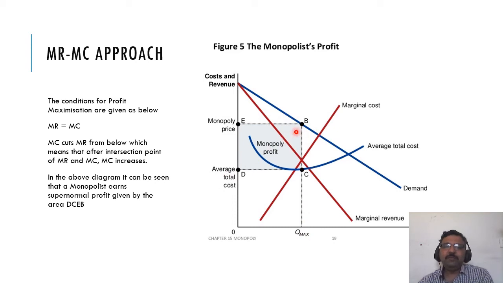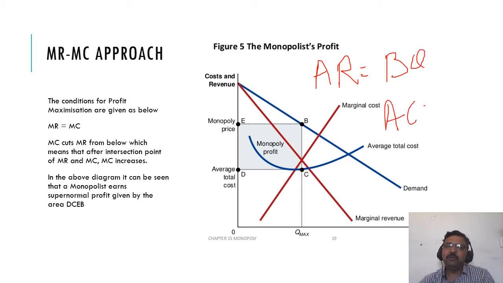In the above diagram, it can be seen that a monopolist is earning a supernormal profit. Why is he earning supernormal profit? Because the gap between the average revenue and average cost exists. You can see this gap. Your average revenue is equal to BQ, whereas the average cost, or average total cost, is equal to CQ. This gap will determine the profit.